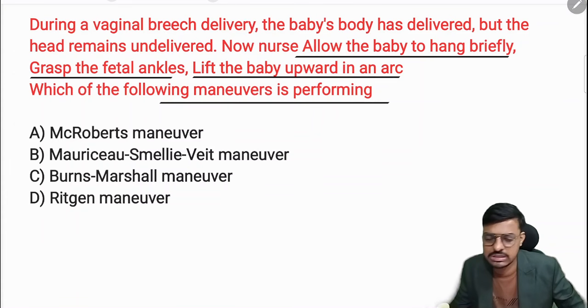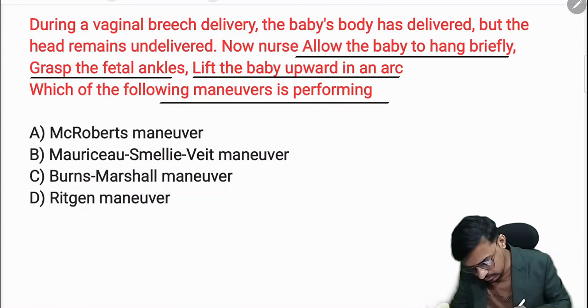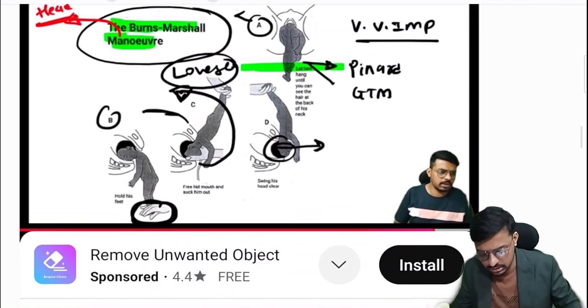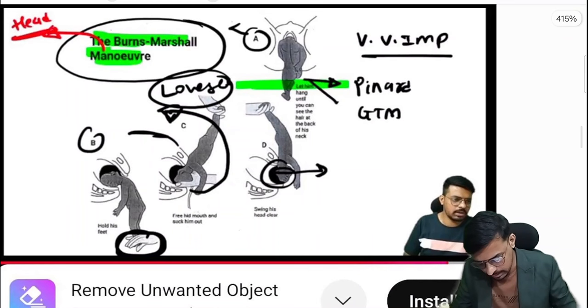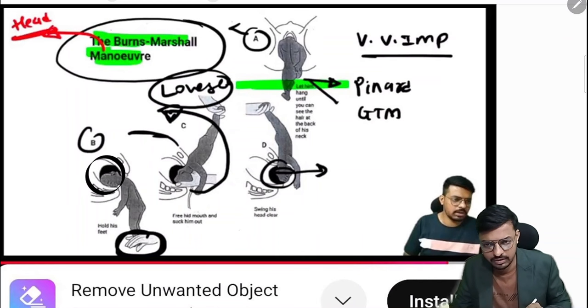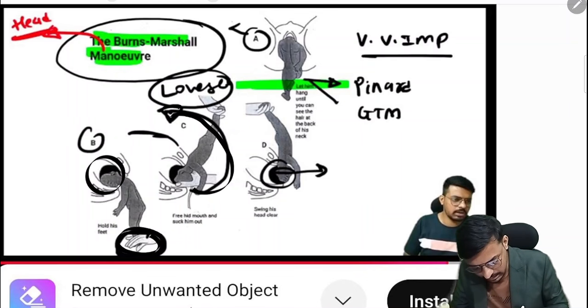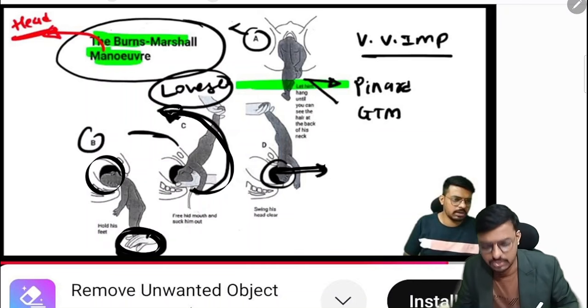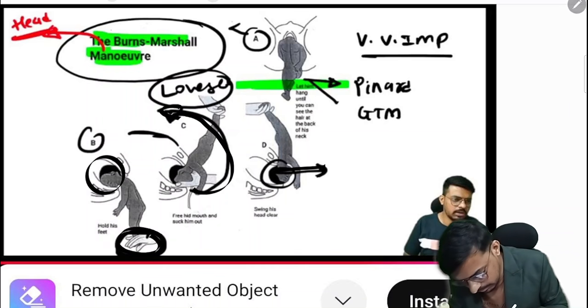This was the question asked in your prelims exam, and this was the question I explained to you before the exam. This was the Burns Marshall maneuver. So what we have to do is allow the baby to hang freely. After that, we need to hold the ankles, I told you, and bring it in an upward arc. So that was the thing, and here the head will get delivered. It is the best maneuver to deliver the head of the baby in a breech presentation, or the after-coming head. So we are doing it by using the Burns Marshall maneuver.